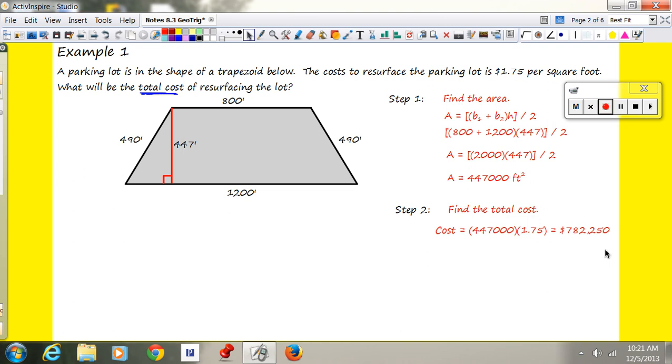So $782,250 would be the total cost. The first step, we had to find the area. The second step, we had to find the total cost. Good to go?